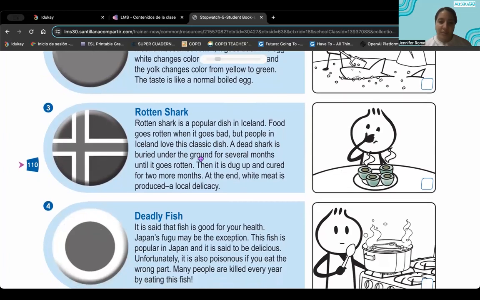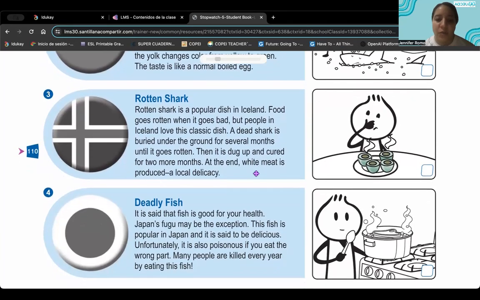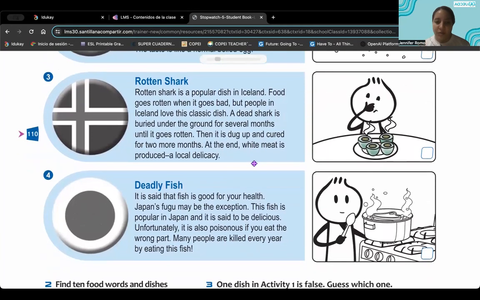A dead shark is buried under the ground. Dice un tiburón muerto es enterrado debajo de la tierra por muchos meses hasta que se vuelva podrido. Then it's dug up, luego es cavado, and cured for 2 more months, y curado por 2 meses más. In the end, white meat is produced, a local delicacy. Y al final, la carne blanca es producida y es una delicia local.